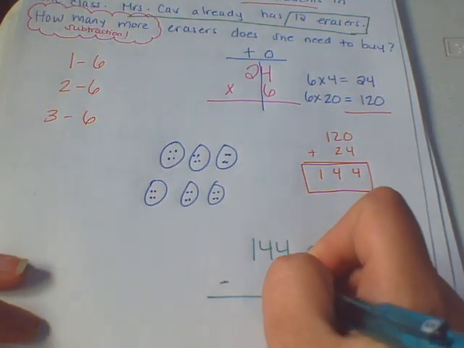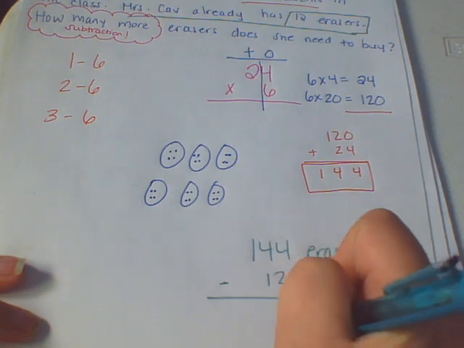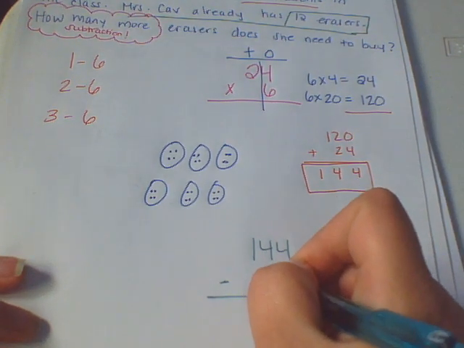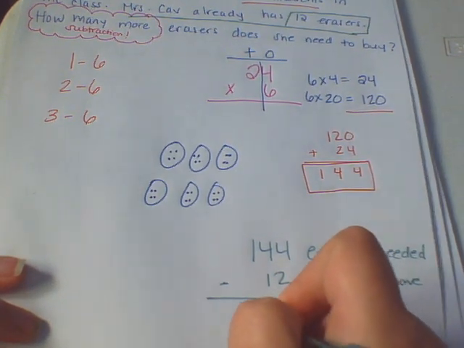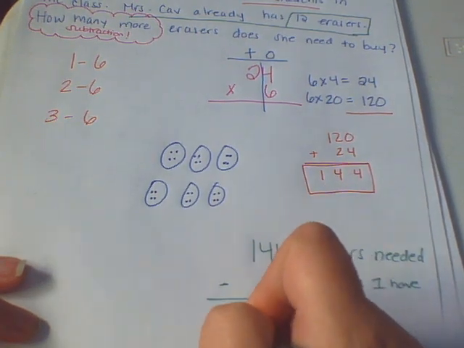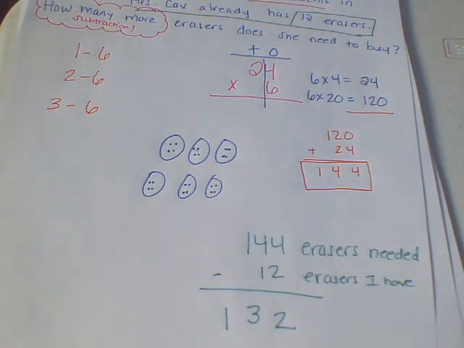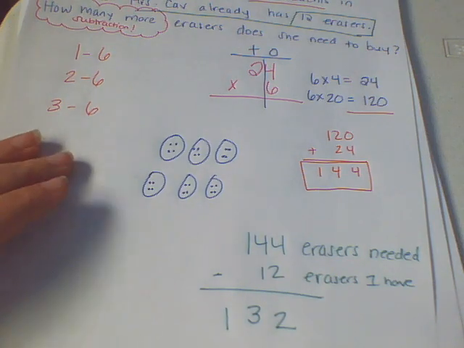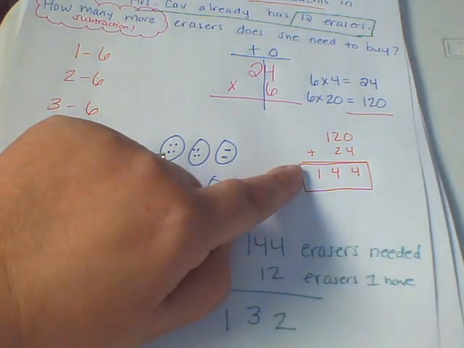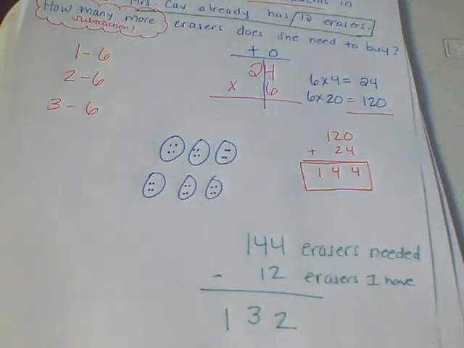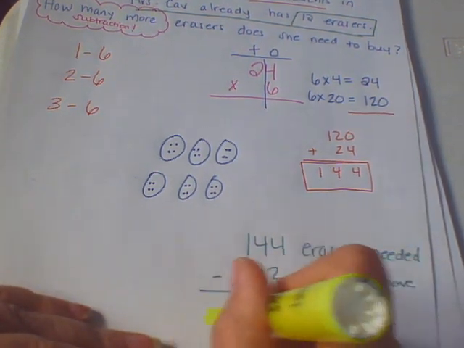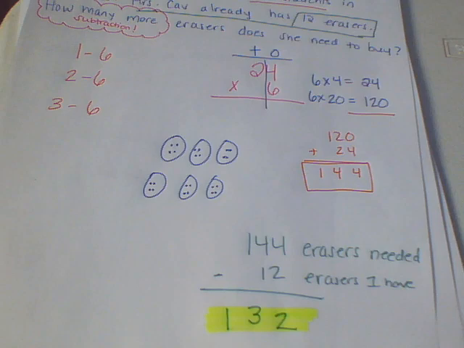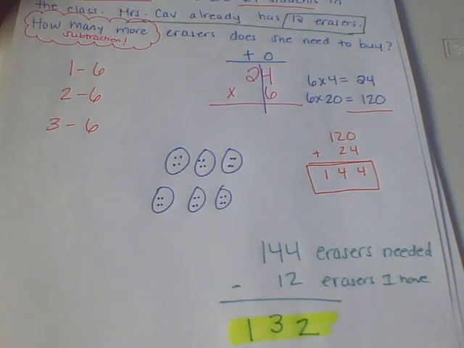So 4 minus 2 is 2. 4 minus 1 is 3. 1 minus 0 is 1. 132. So really, I don't have to buy 144 erasers. I only have to buy 132 of them.